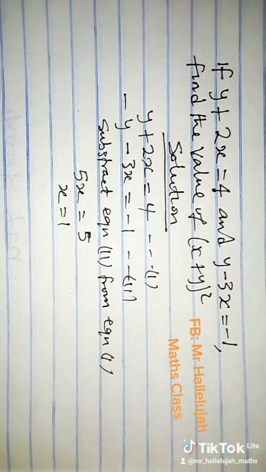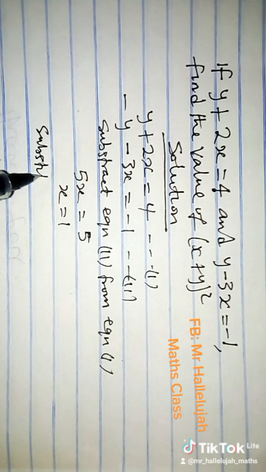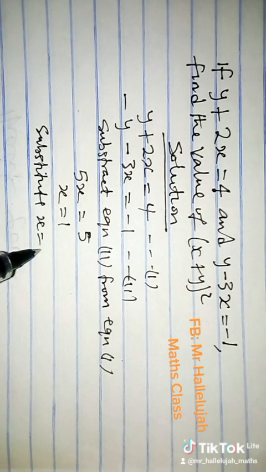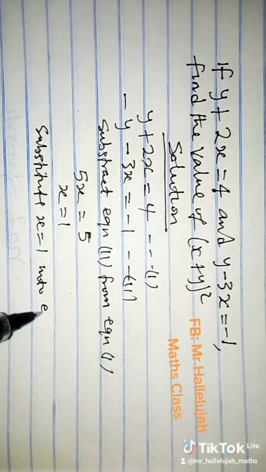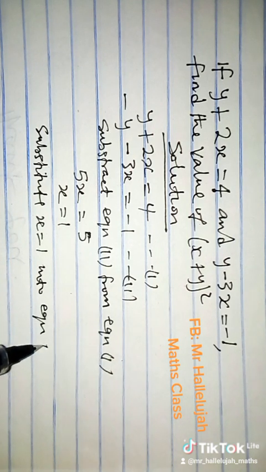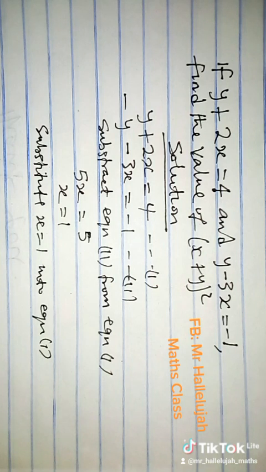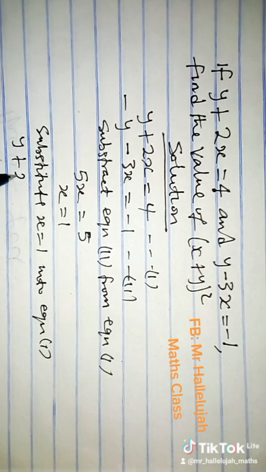The next thing we need to do now is to solve for y, having known our x. All right, we now substitute x = 1 into any of the equations. You will get the correct answer for y. So let's say into equation 1. You can try equation 2, you will still get the same answer. So we now substitute: y + 2, in place of x we write 1, equals 4.